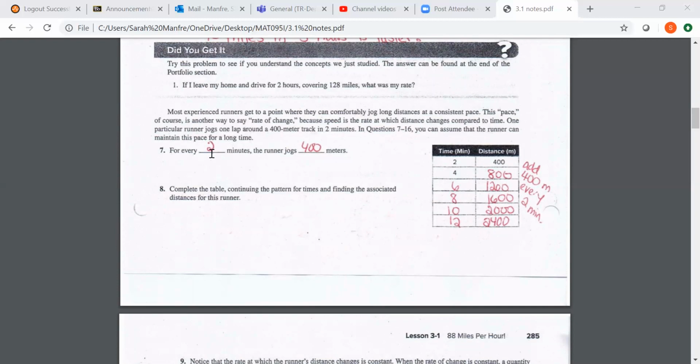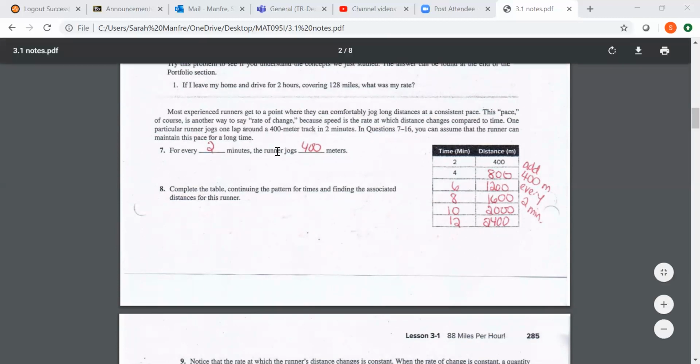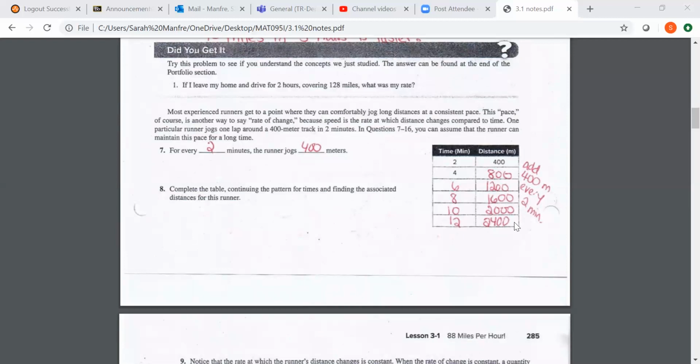So for every blank minutes, the runner jogs blank meters. So for every 2 minutes, the runner jogs 400 meters. Now using that information, I completed this table. So time is increasing by 2, distance is increasing by 400. Okay, so we're just adding the same number to each column every single time.